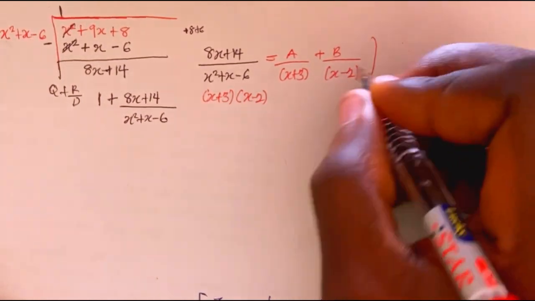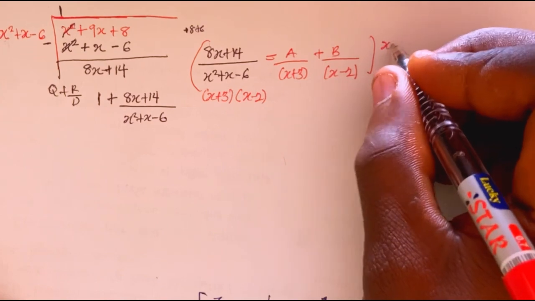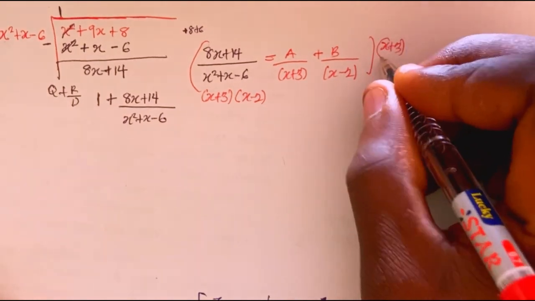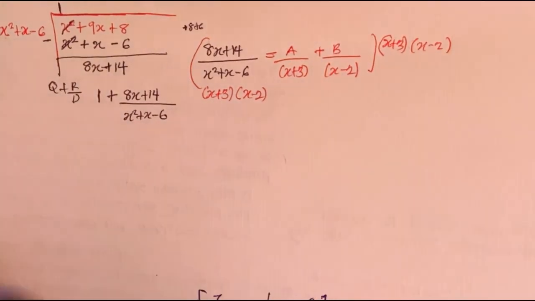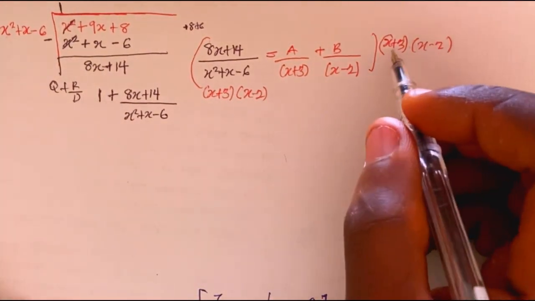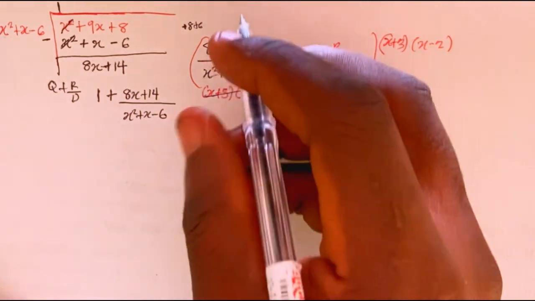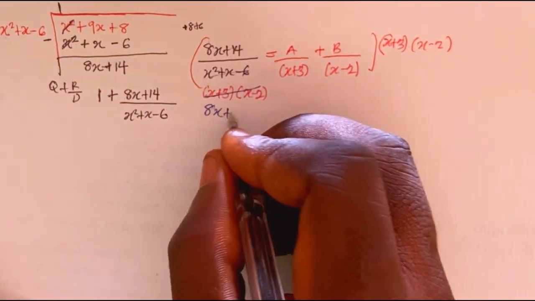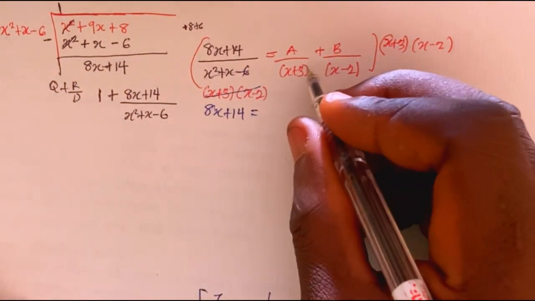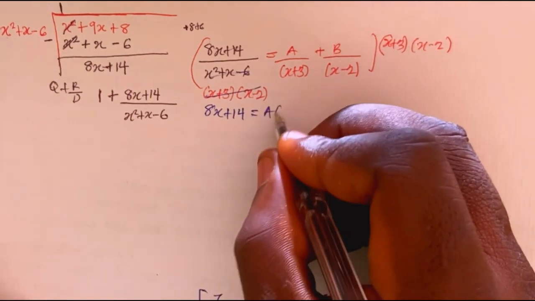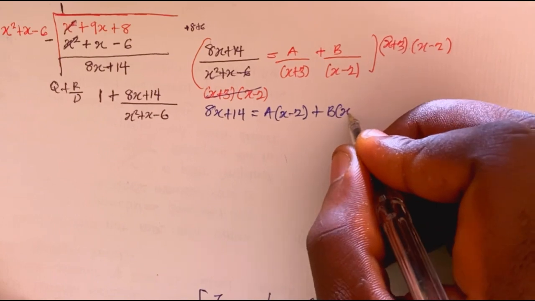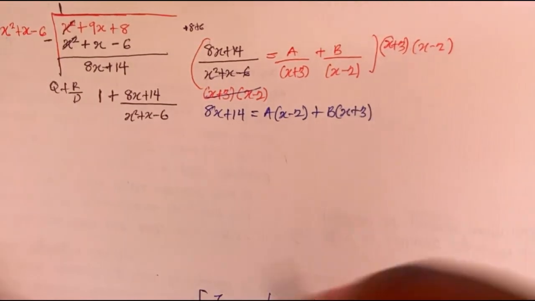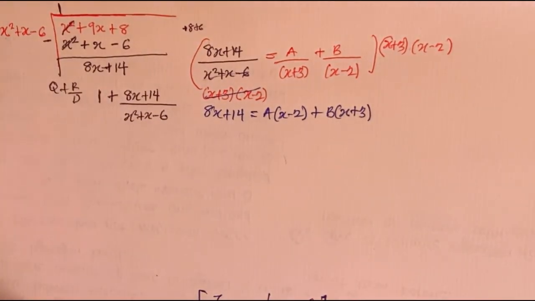So I'm going to multiply both sides by what? By this x plus 3 and also x minus 2, right? So multiplying both sides, we can cancel this side, which is actually this. Then I'm going to have 8x plus 14, which is equal to, cancelling one of these, A into bracket x minus 2, then plus B into bracket x plus 3, right?